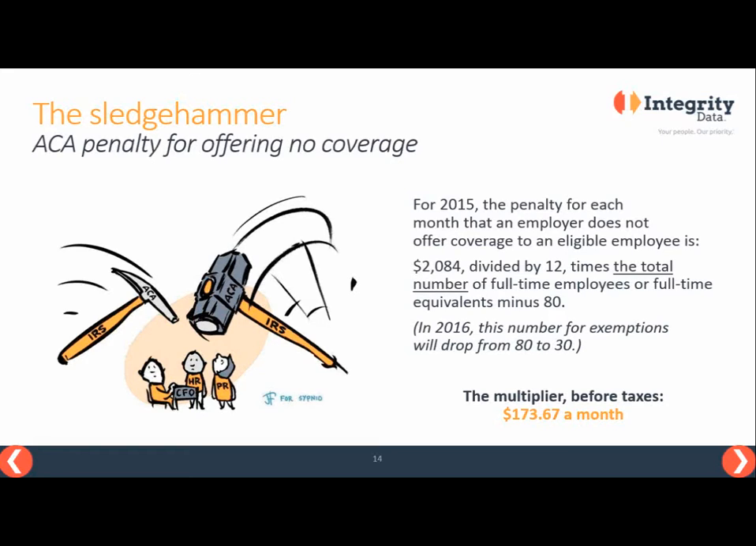And the other thing you need to know is that the penalty is not tax. You cannot deduct that as a business expense. So that's the sledgehammer. I totally decide I'm not going to do anything. I'm not going to comply with the ACA. I'm not going to provide coverage to eligible employees.